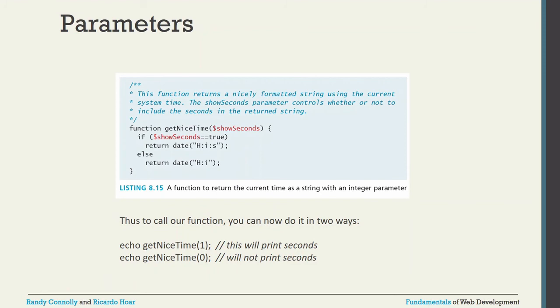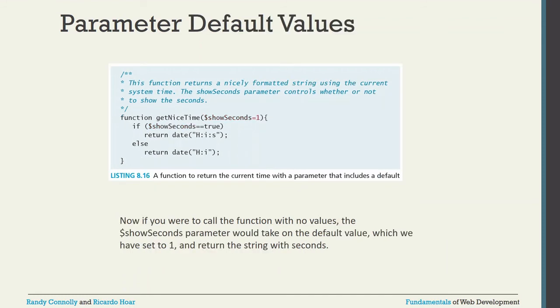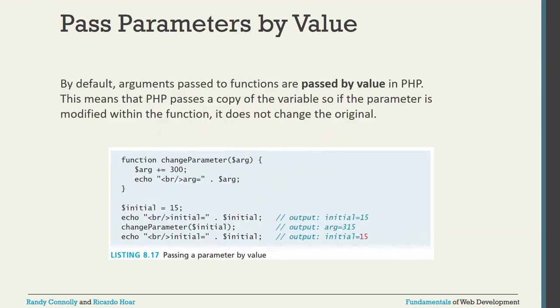You see here again the parameter name is $seconds. $seconds is the parameter here. If you are passing only one parameter, you can call the function, echo get nice time, and pass the value 1 here. Once you pass it, it will print the second. And echo nice time 0, if you are passing that, will not print any seconds. So this way you can manage the function's parameters.